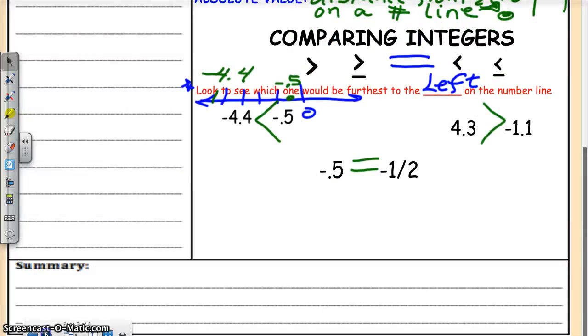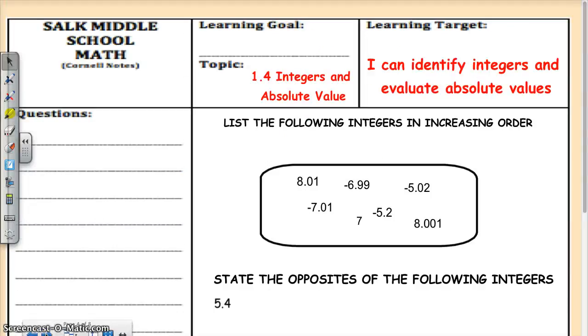All right, next page. We are going to list the following integers in increasing order. So you are asking yourself which number is lying the furthest to the left on the number line. Draw a number line if it's helpful for you. I'm going to give you about 1 minute to do it.